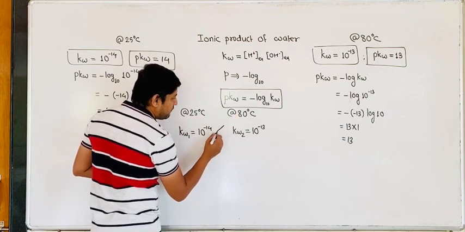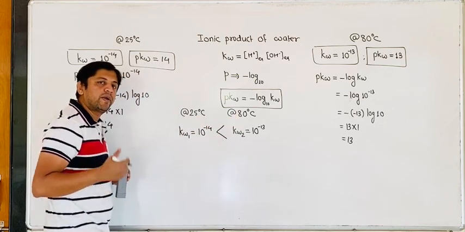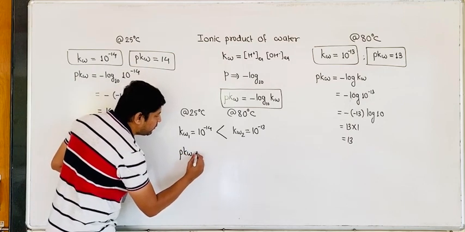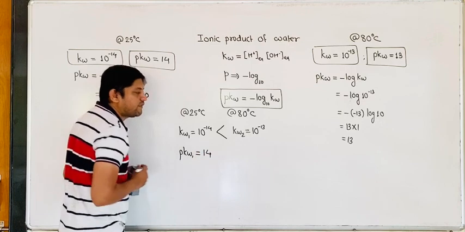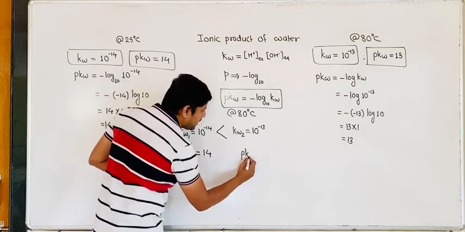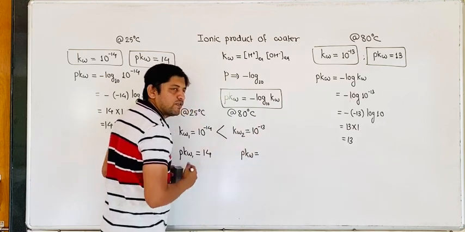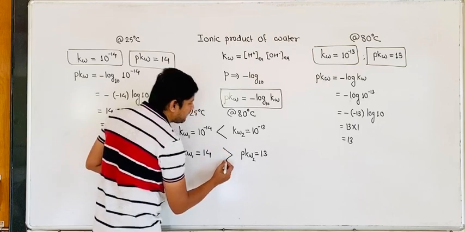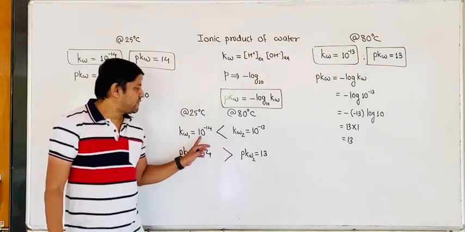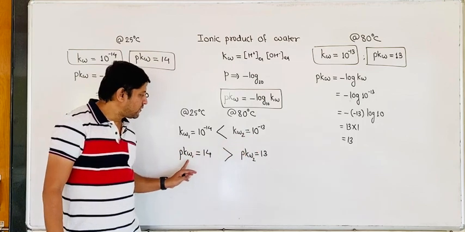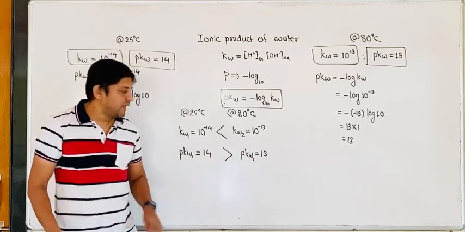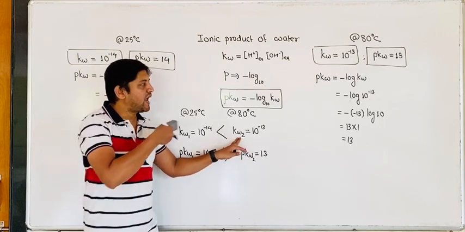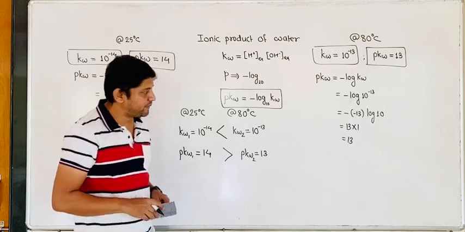So with rise in temperature, the value of Kw increases, but when we compare the values of pKw, pKw1 at 25 degrees Celsius is 14, whereas pKw of 10 raised to minus 13 is 13. So as Kw goes on increasing, the values of pKw go on decreasing. A decreased value of pKw means Kw is actually increased and ionization is more favored.